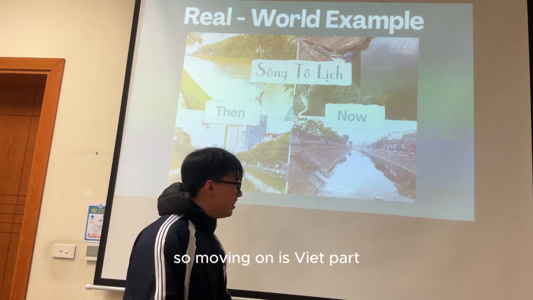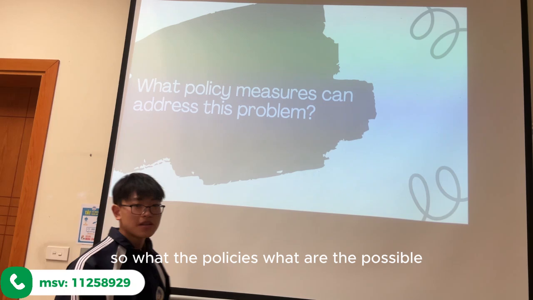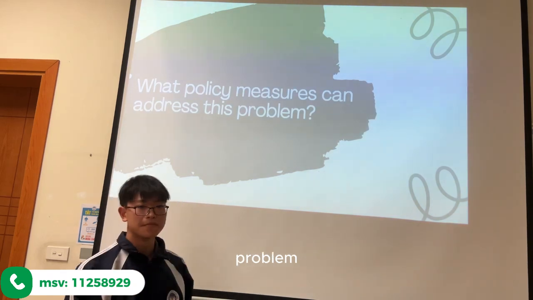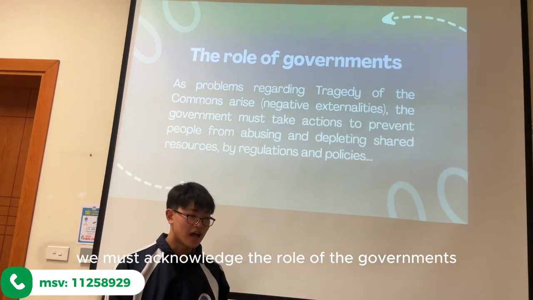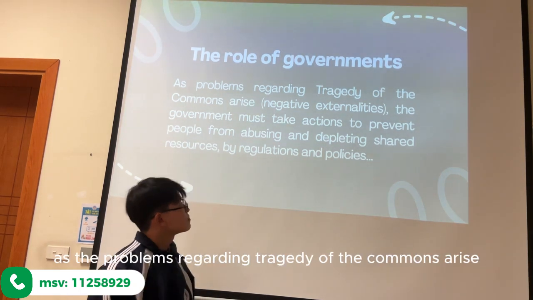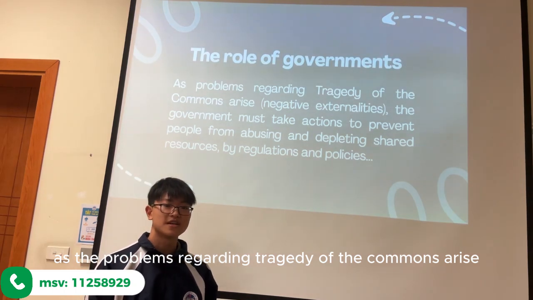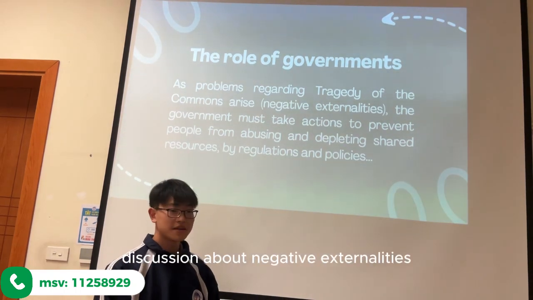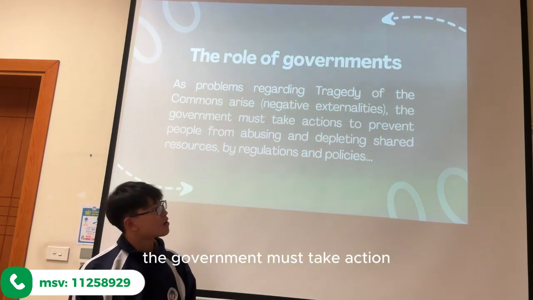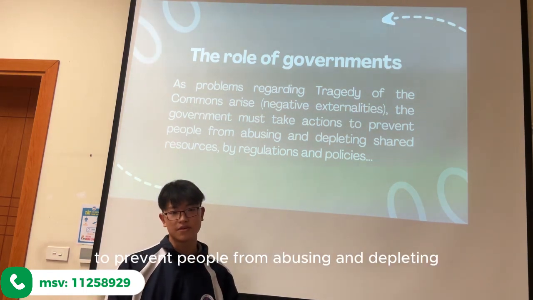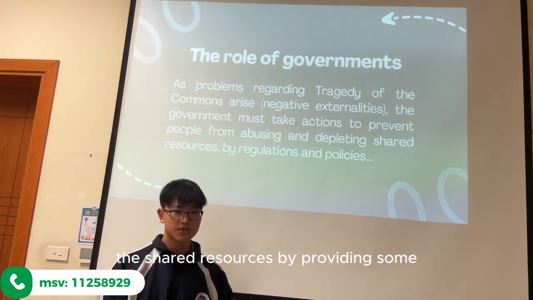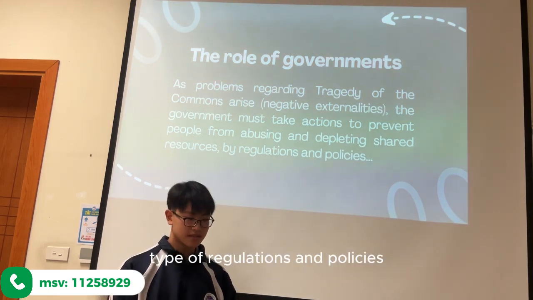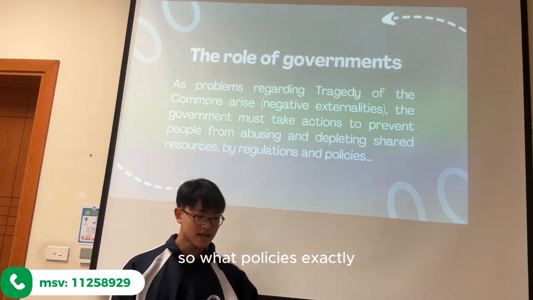So moving on, it's Vietnam. So what are the possible measures that the government can take to address this problem? Beforehand, we must acknowledge the role of the governments. As problems regarding the tragedy of the commons arise, as we discussed in our previous discussion about negative externalities, the government must take action to prevent people from abusing and depleting the shared resources by providing some type of regulations and policies. So, what policies exactly?